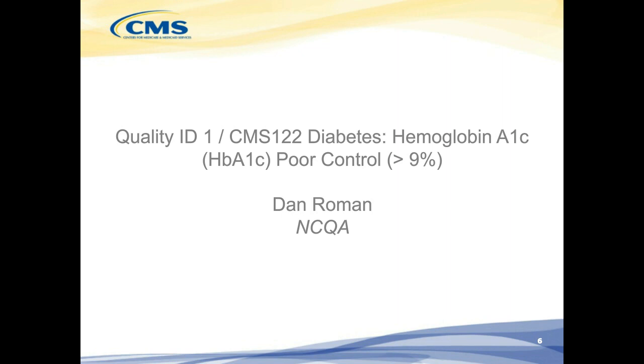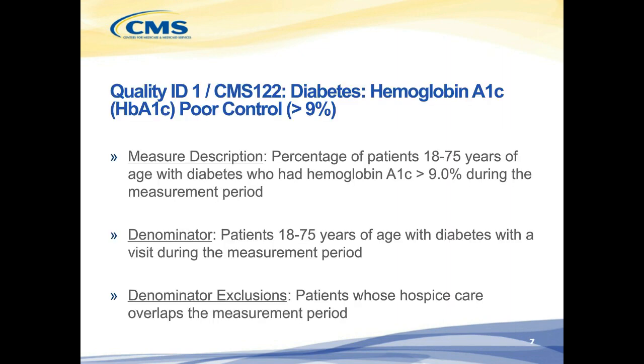So diving into the measure components, the measure description is the percentage of patients 18 to 75 years of age with diabetes who had a hemoglobin A1c greater than 9 during the measurement period. The denominator is going to be all patients age 18 to 75 with a diagnosis of diabetes, and a visit during the measurement period. That latter piece about a visit during the measurement year is intended to make sure that the patient is actually currently seeing the provider who is reporting the measure.